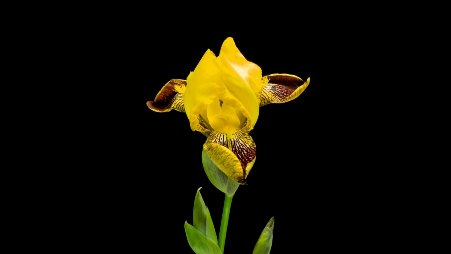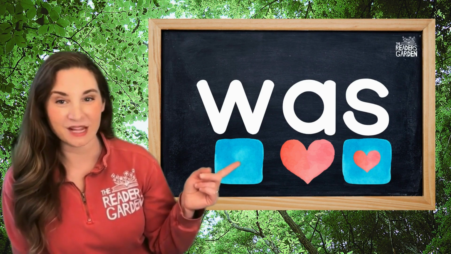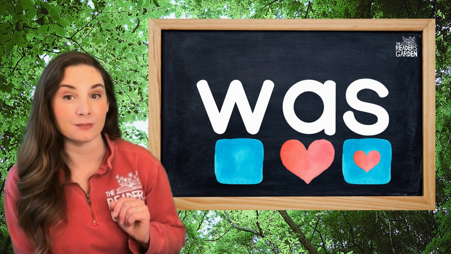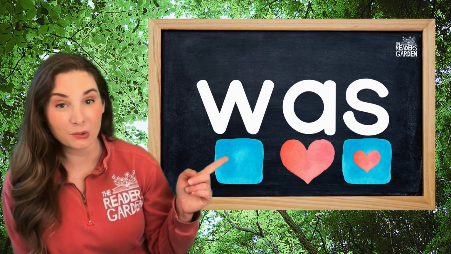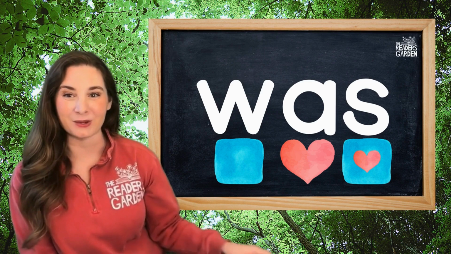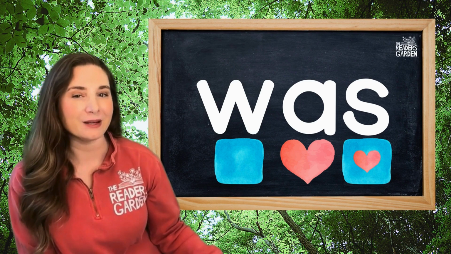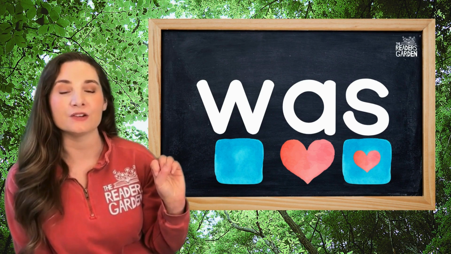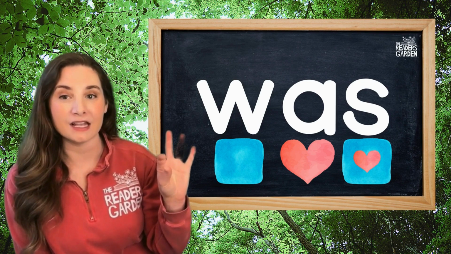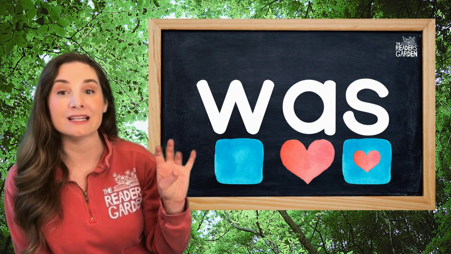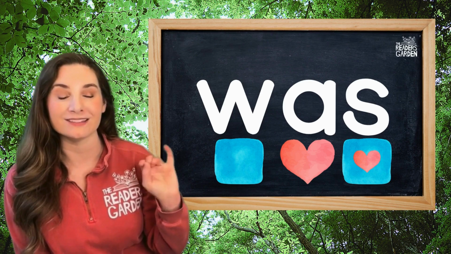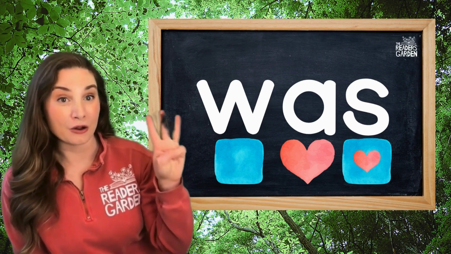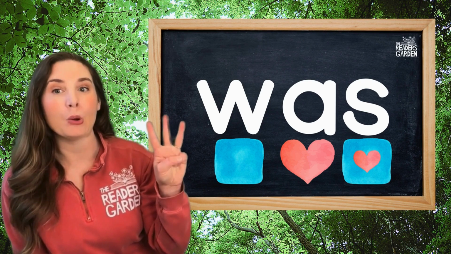The word is was. Say it with me, was. Now let's use was in a sentence. For example, she was at school. Now you try using this word in a sentence. Let's figure out how many sounds are in the word was. We're going to finger tap those sounds. The first sound, w. The next sound, the last sound, z. Was. Let's do it again. W, z, was. There are 3 sounds in the word was.